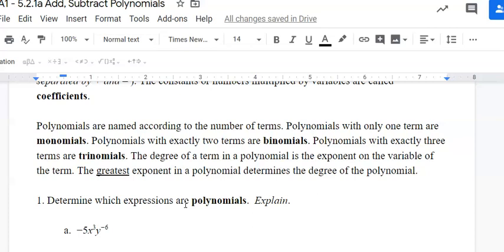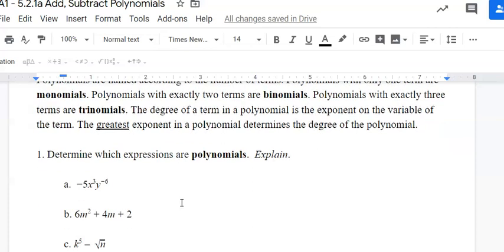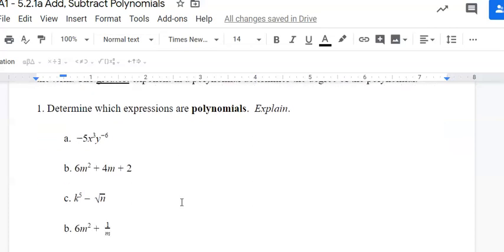The degree of a polynomial is the exponent on the variable. So if there's a lot of terms, then you would find the degree on the highest exponent would be the degree of the polynomial. So let's take a look at these problems.